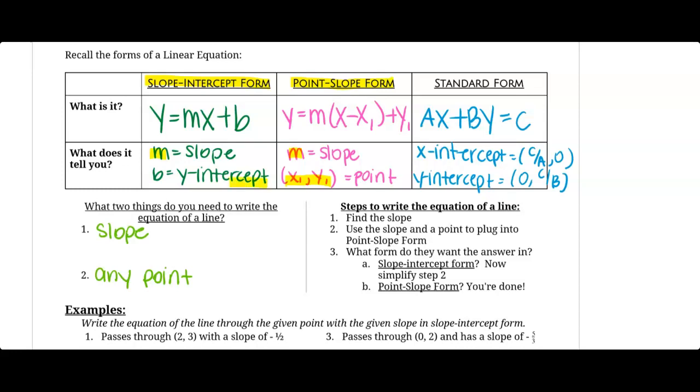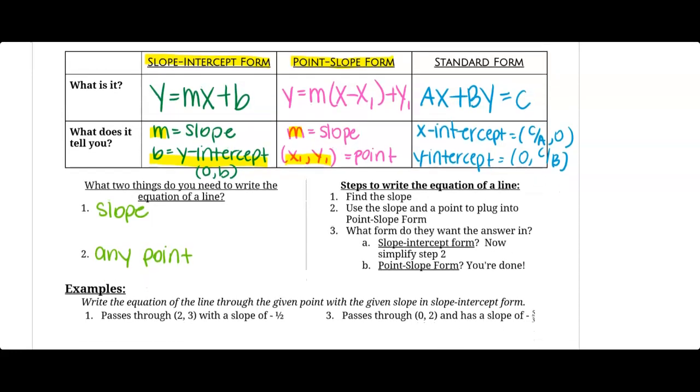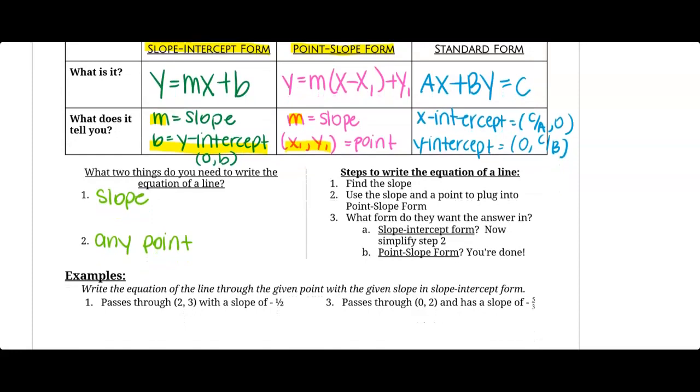Remember that the y-intercept is a point, but it's a specific point of 0, b. So you can't use slope-intercept form unless you have a point in the form of 0, b. Remember that the 2 things you need to write the equation of a line are the slope and a point. So if they give you the slope and they give you a point, it's quite easy to go straight to point-slope form and simplify. If they don't give you the slope, then you first must find it.